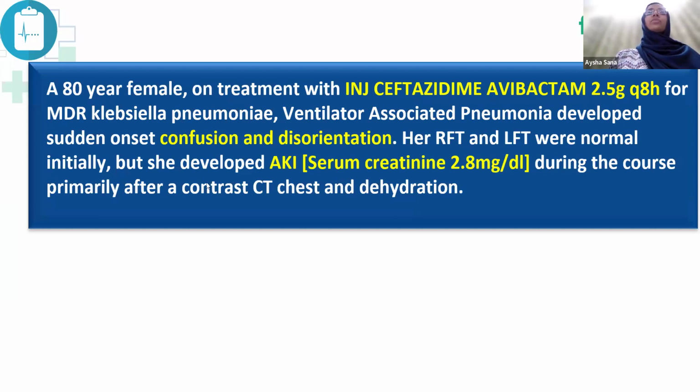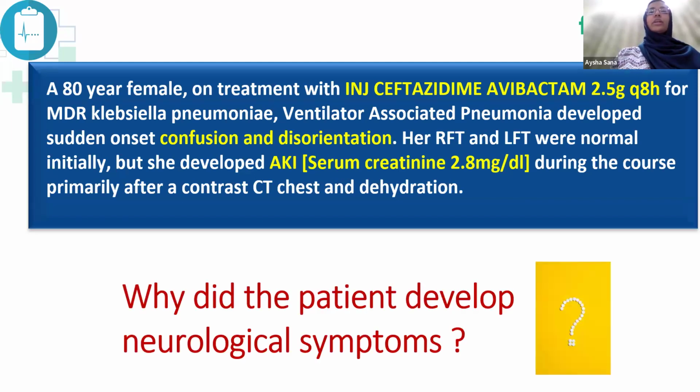Her RFT and LFT were normal initially, but now she developed an AKI with a serum creatinine of 2.8, primarily after a CT contrast of the chest and dehydration. So why did the patient develop neurological symptoms? We have a patient who was on treatment for pneumonia and was given ceftazidime and avibactam. But after a CT contrast test and due to dehydration, the patient developed an AKI. And after that, the patient started developing confusion and disorientation.